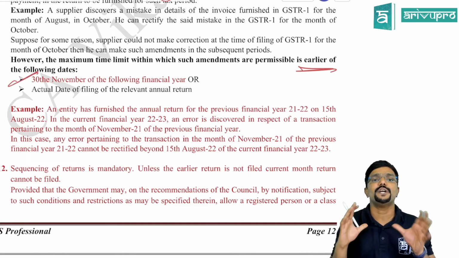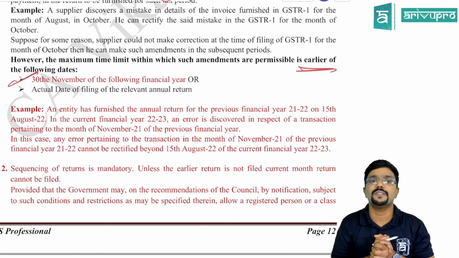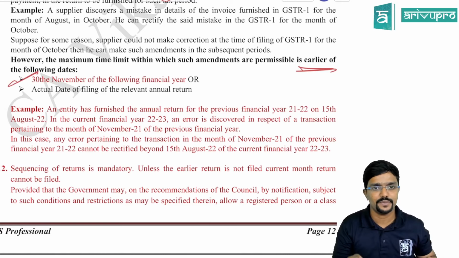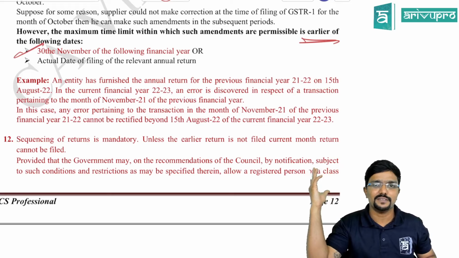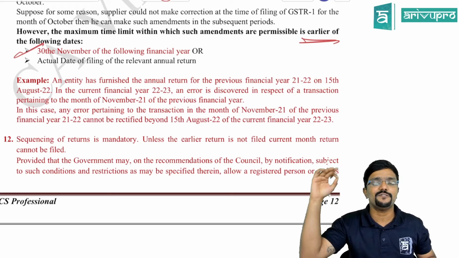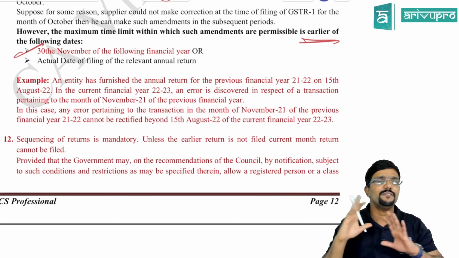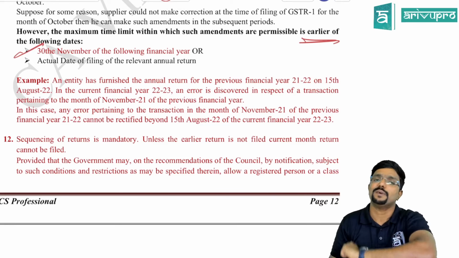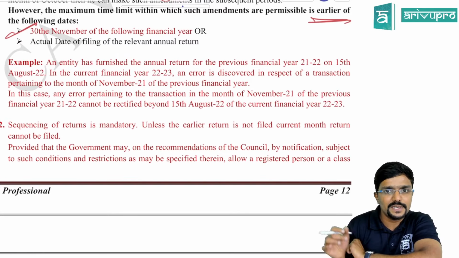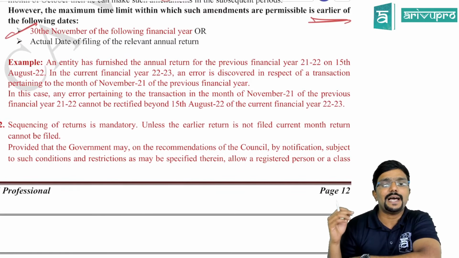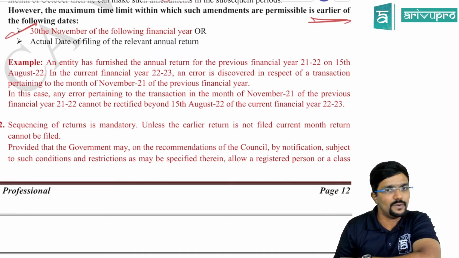Previously it was the due date to file the September month return of the next year, but now they have changed it. Okay, wherever it was the due date for the September month return, okay, due date to file GSTR 3B for September of next financial year, everywhere now they have made it 30th November, guys. Okay. So I have also given one example with respect to this. We'll see. An entity has furnished the annual return for the previous financial year 21-22 on 15th August. Okay, they have filed it.